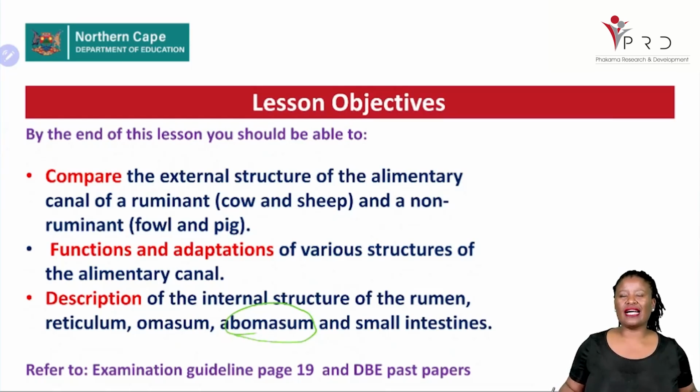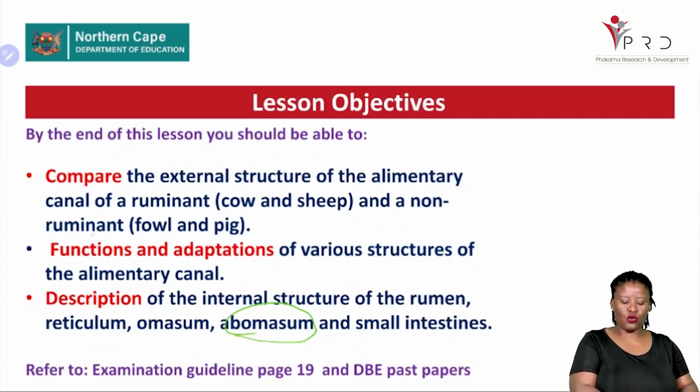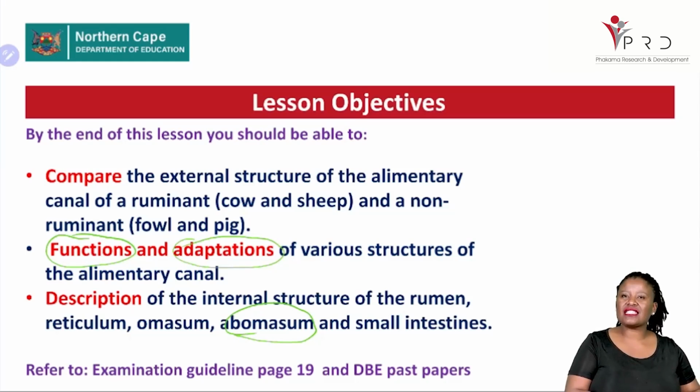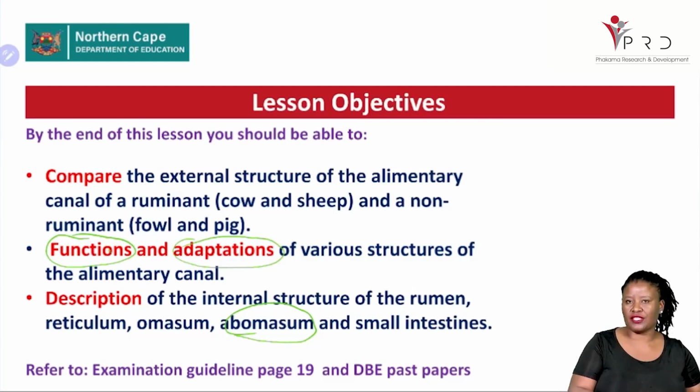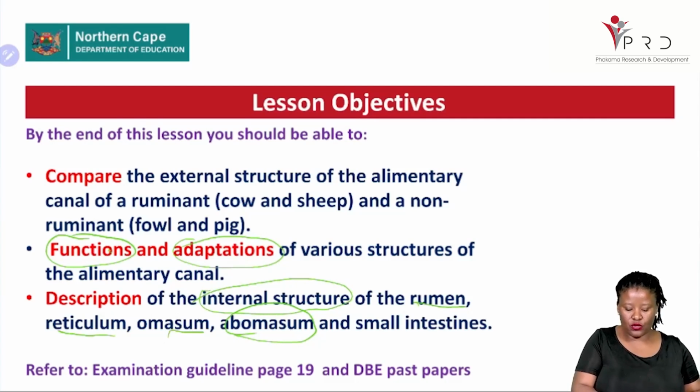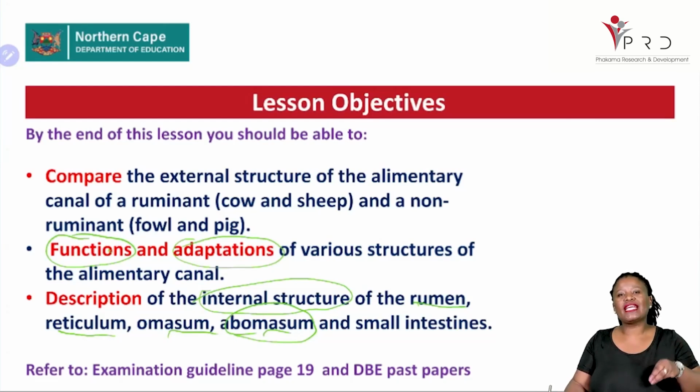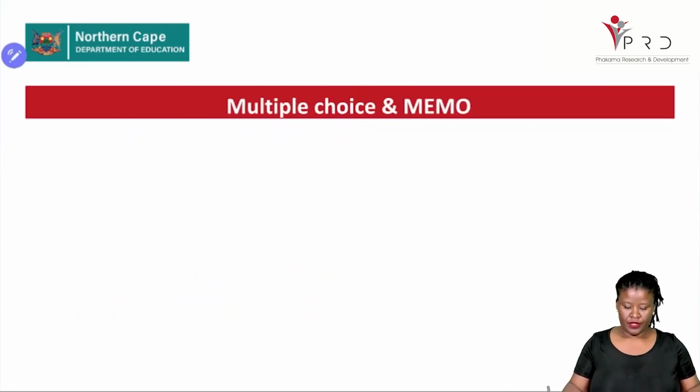As you study your alimentary canals, you must be able to label, which means you will be able to identify. At the same time, you are expected to know the functions and how each is structurally suitable for its function. Don't forget the internal structure of the rumen, reticulum, omasum, abomasum, and the inner part of the small intestines, where we'll be discussing villi. Remember, our main focus is on revision.